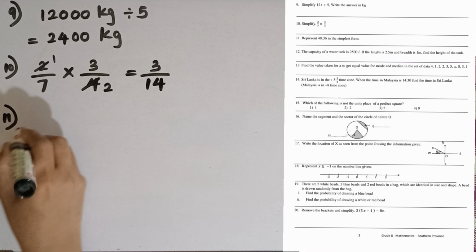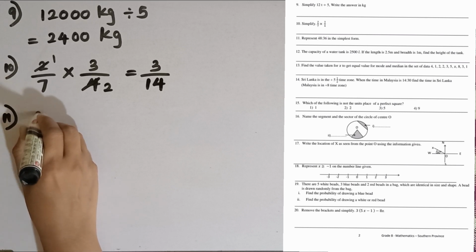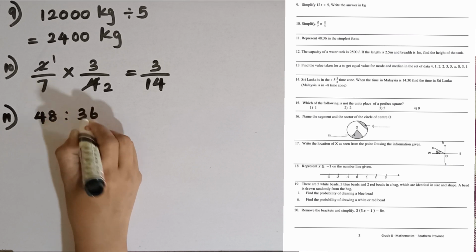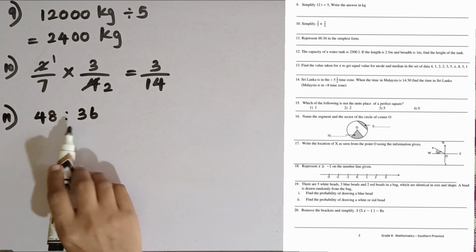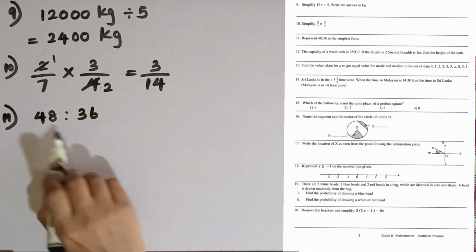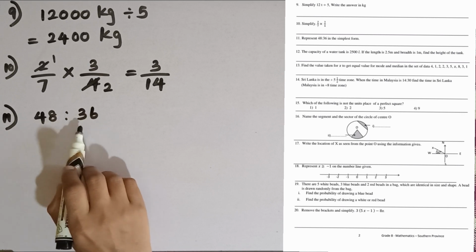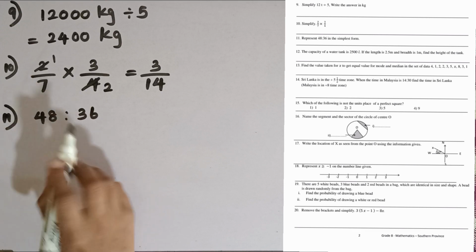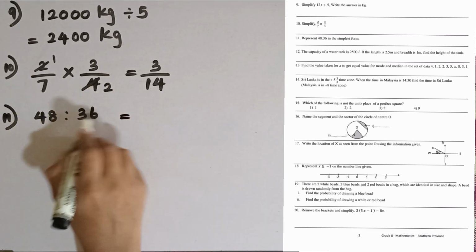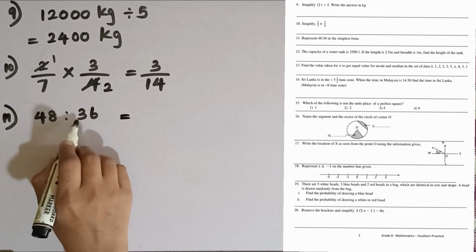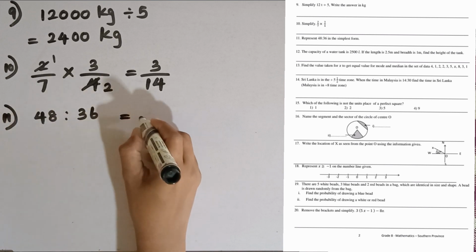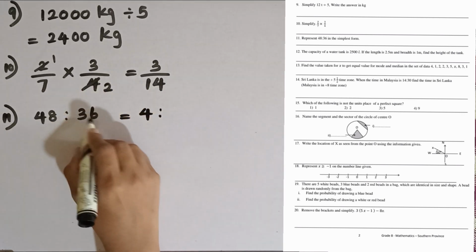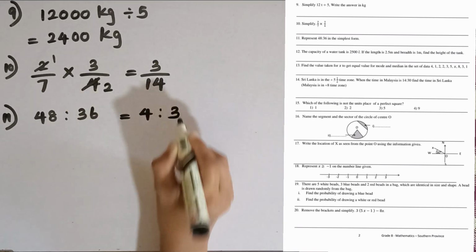Question number 11. Represent 48 to 36 in the simplest form. To take the simplest form, we have to divide both terms by the highest number that both terms are divisible by. These two are multiples of 12. So we can divide by 12. 12 times 4 is 48. 4, 4, 2, 3. 36 divided by 12 is 3.